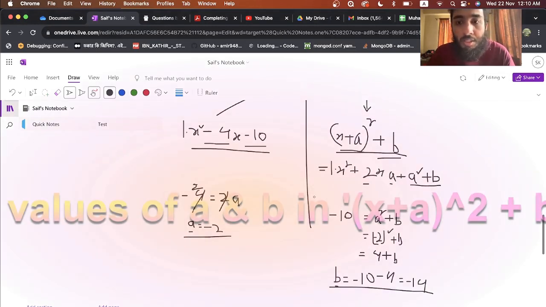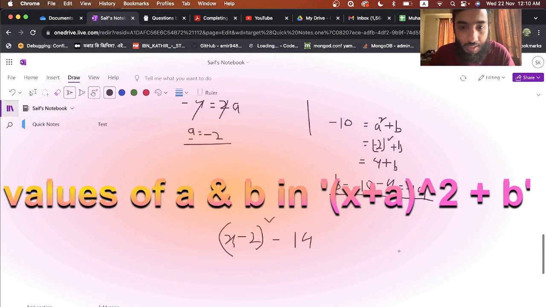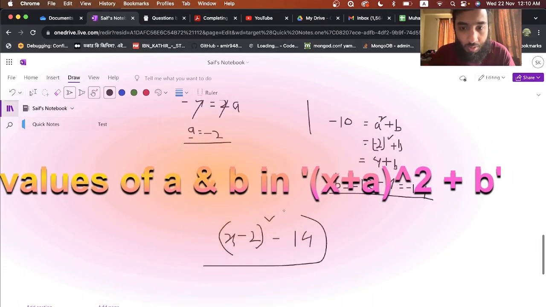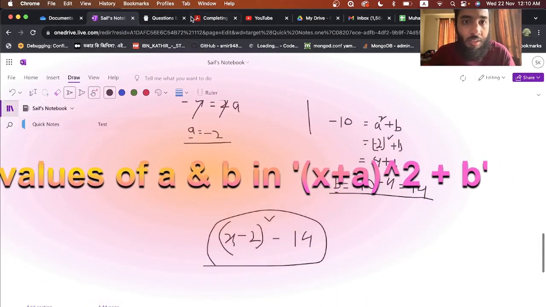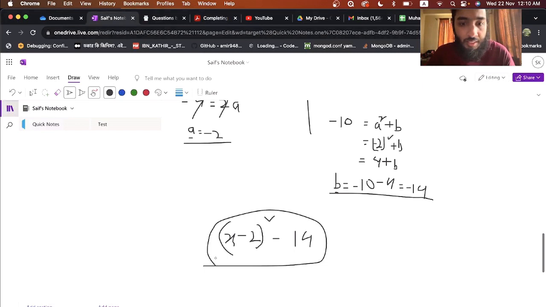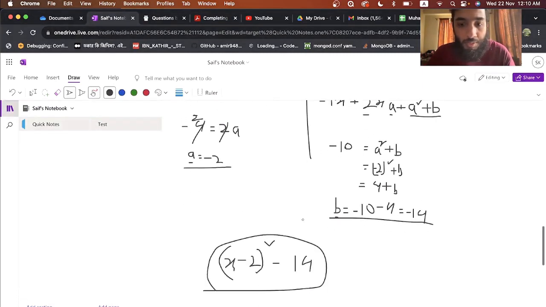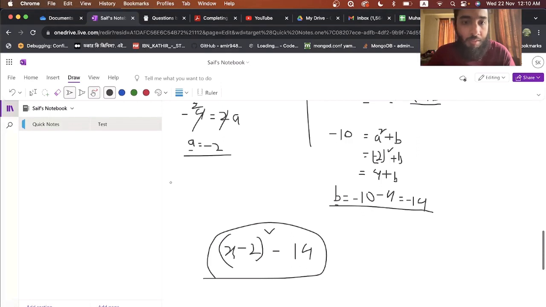So this is the expression x plus a whole square plus b. Using the values of a and b, we have x minus 2 whole square minus 14, which is what is required in the first part: expressing x square minus 4x minus 10 in the form x plus a whole square plus b, using the values of a and b, which are minus 2 and minus 14.